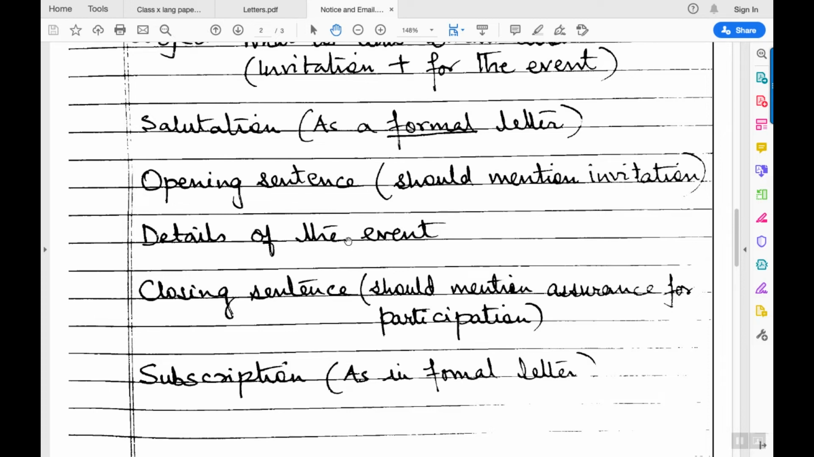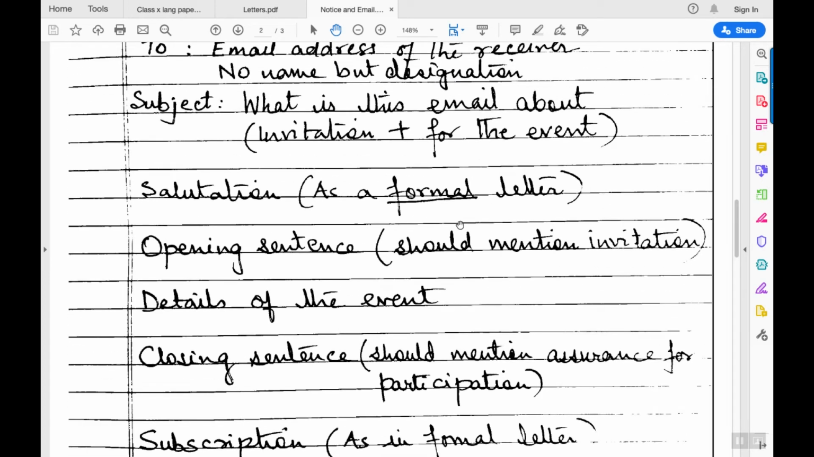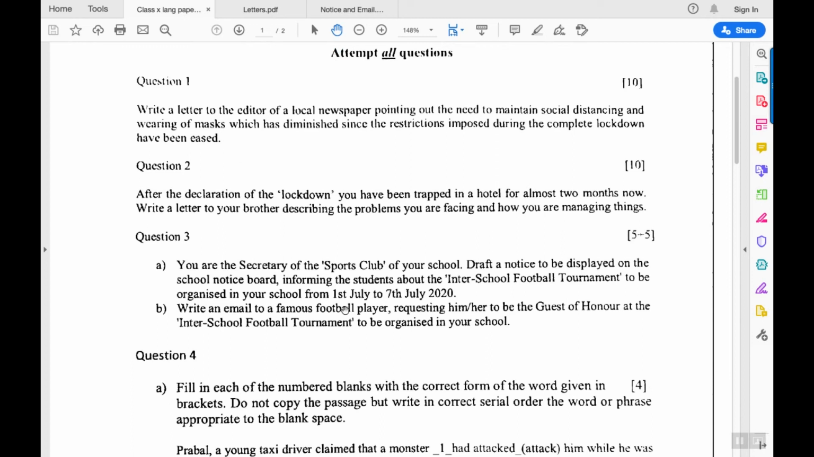Now, another place where you have made a mistake. What is the invitation for? The invitation is for guest of honor and not just an invitation to come and see the event. Or it is not to be the chief guest. You have to copy the entire phrase guest of honor and not chief guest.